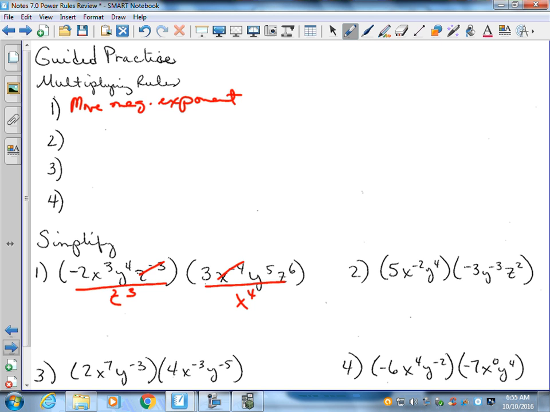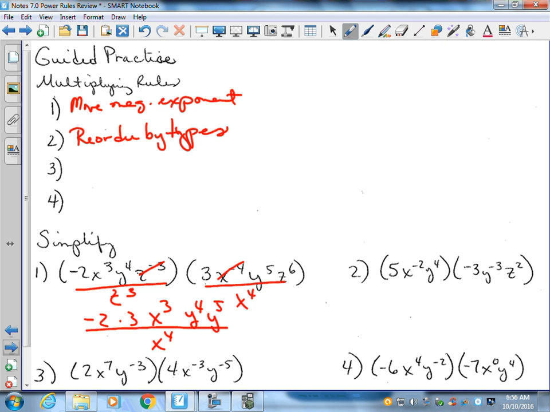Step 2 is to reorder by types. And what that means is put things of like type together, like put the two coefficients together. They're both on the top. Look at where your x's are. I've got x to the third on top in this first one, and I have an x to the fourth on the bottom on the second one. Look at your y's. You got y to the fourth and y to the fifth both on top. Look at your z's. You got z to the sixth on top and z to the third on the bottom. Organize it by type, because you want to be able to see the coefficients together, the x's together, the y's together. But you also want to keep the integrity of whether it is on the numerator or denominator, because you've moved your negatives.